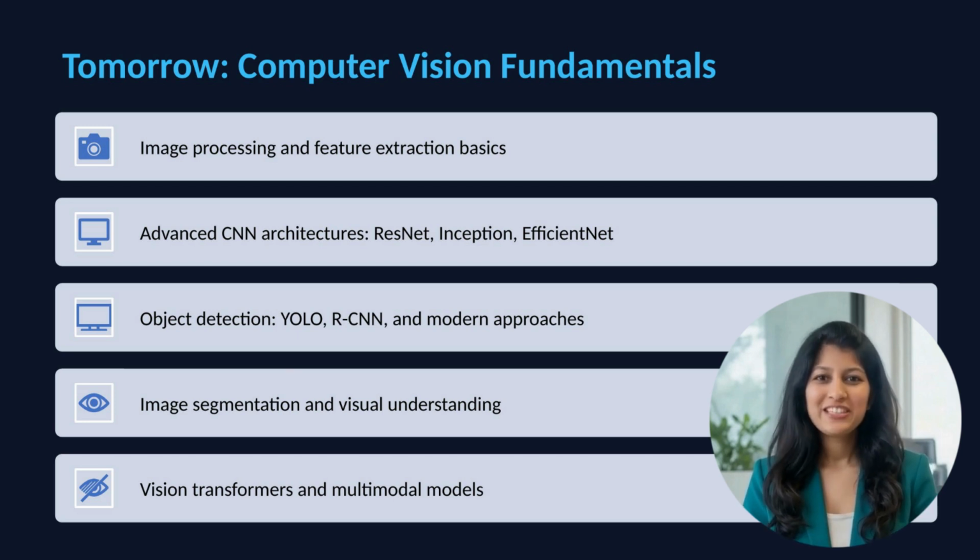We'll tackle object detection, not just classifying images, but localizing and identifying multiple objects within them. We'll study YOLO, you only look once, the R-CNN family, and modern approaches. Object detection enables autonomous vehicles, surveillance systems, and countless applications.